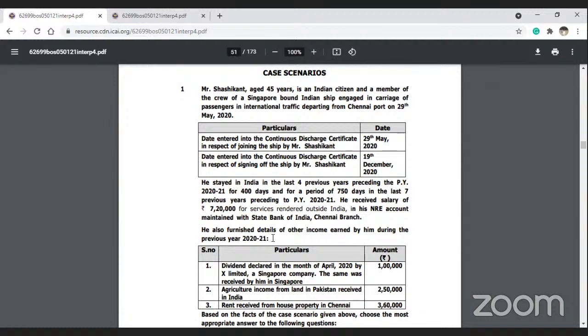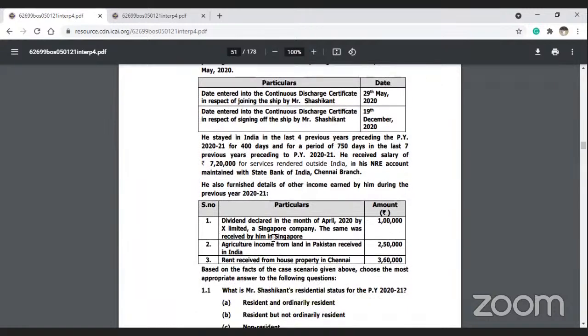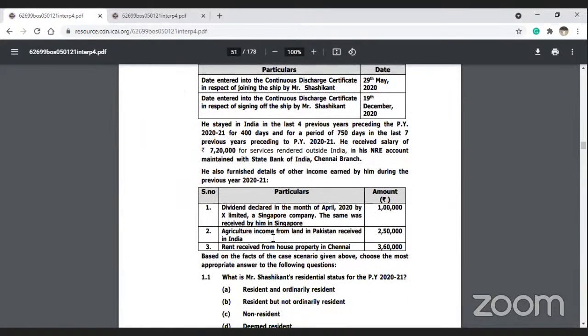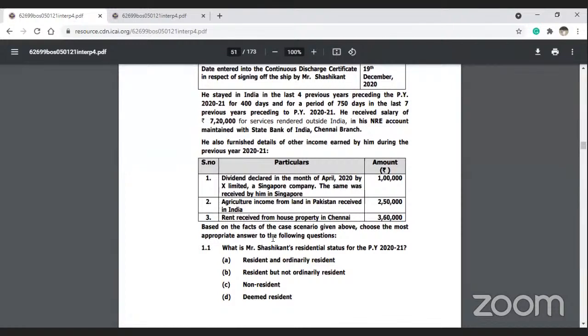He received salary of 7,20,000 for services rendered outside India in his NRE account maintained with State Bank of India, Chennai branch. He also furnished details of his other income earned by him during the previous year. Dividend declared in the month of April 2020 by X Limited, a Singapore company. The same was received by him in Singapore, 1 lakh. Agriculture income from land in Pakistan received in India, 2,50,000. Rent received from house property in Chennai, 3,60,000. Based on the facts of the case scenario given above, choose the most appropriate answer. What is Mr. Shashikant's residential status for PY 2021?